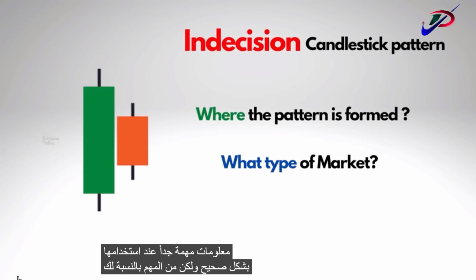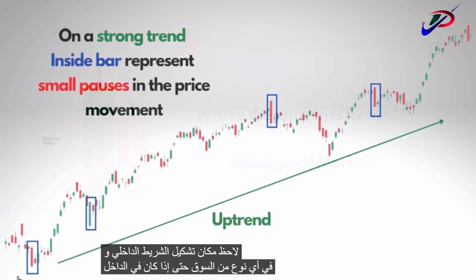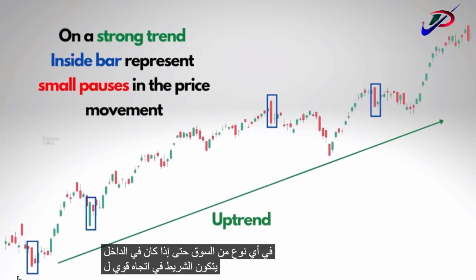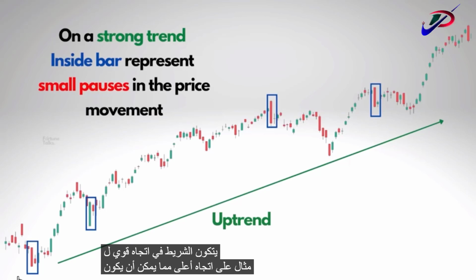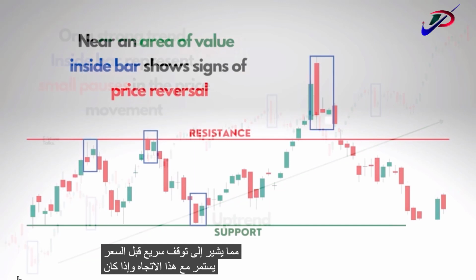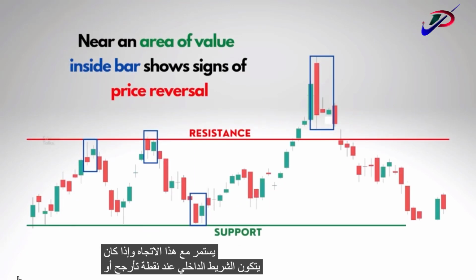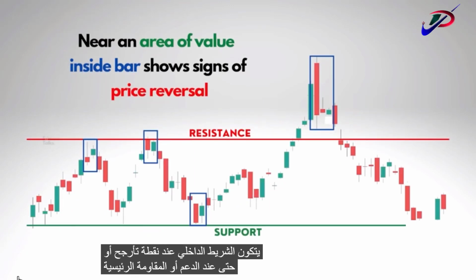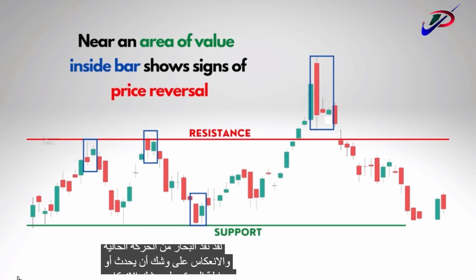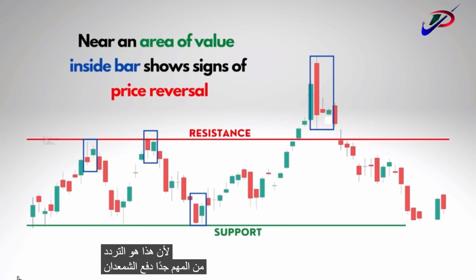However, it is important you note where the inside bar is formed and in what type of market. So if an inside bar is formed in a strong trend, for example a trend higher, then it could be signaling a quick pause before the price continues on with the trend. And if the inside bar is formed at a swing point or even at a major support or resistance area, then it could be signaling that the steam has run out of the current move and the reversal is about to play out, or simply the market is about to reverse. Because this is an indecision candlestick, it is very important to pay attention to where and how this pattern forms.